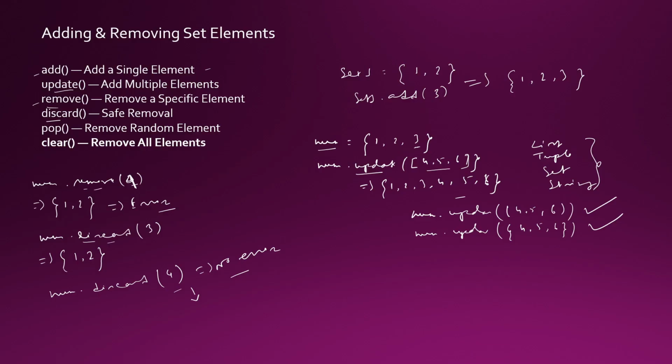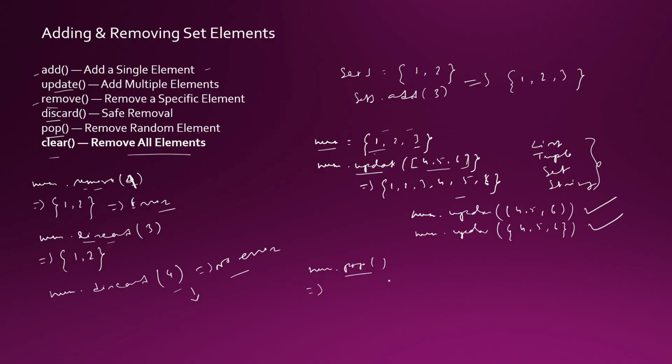Next is pop, which removes a random element. As a set is unordered, if we write num dot pop, it will remove any random value from my set. Next is clear, which removes all elements.